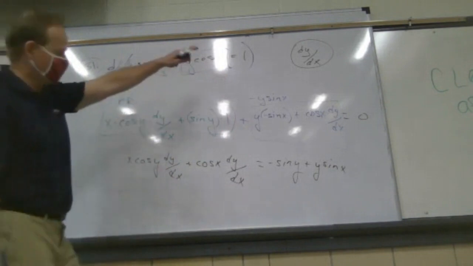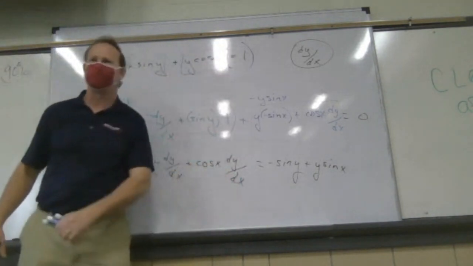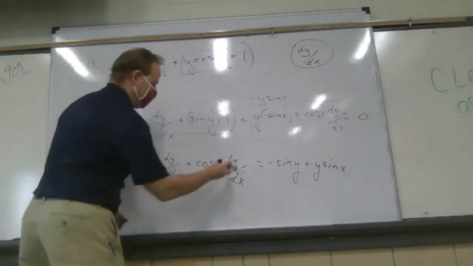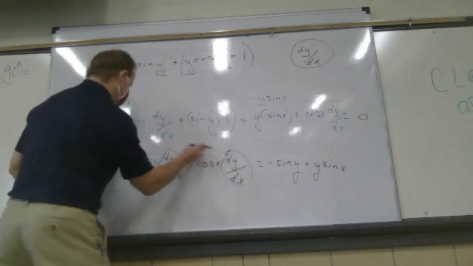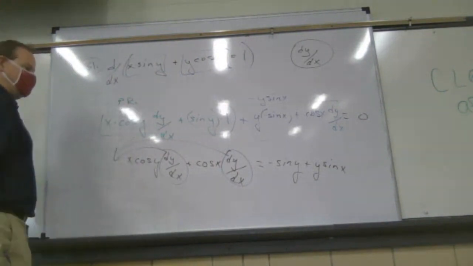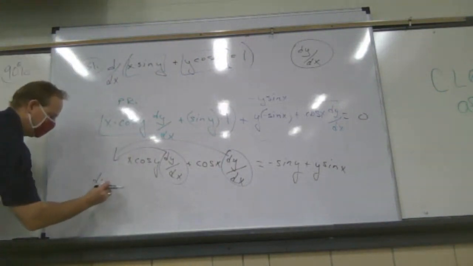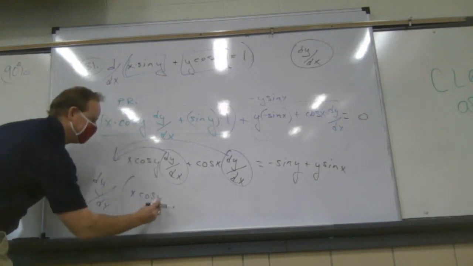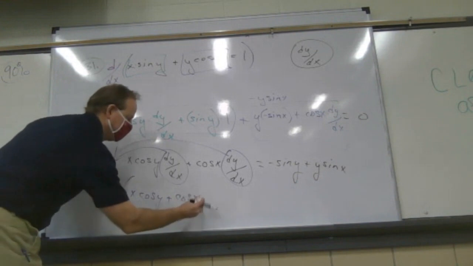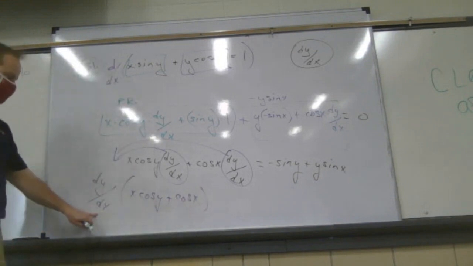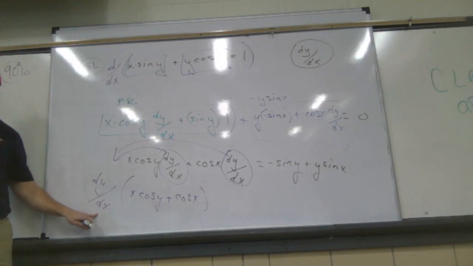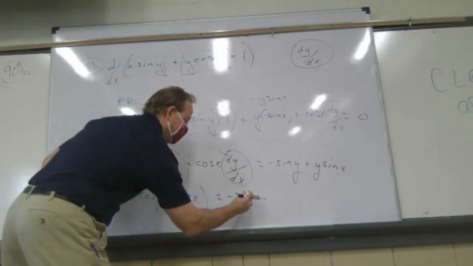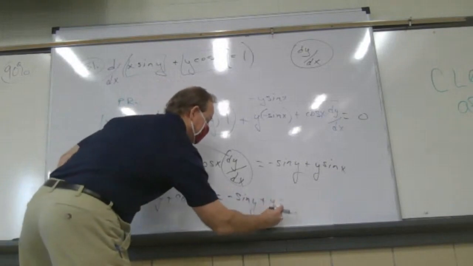Now, what do I got to do though? I want to solve for dy/dx. So I got dy/dx here and a dy/dx there. If in doubt, factor it out. Absolutely. Okay, so I pull that dy/dx out front. And what's left? x cosine y plus cosine x, right? And that's going to isolate and get that dy/dx by itself. Okay, and that equals minus sine y plus y sine x.